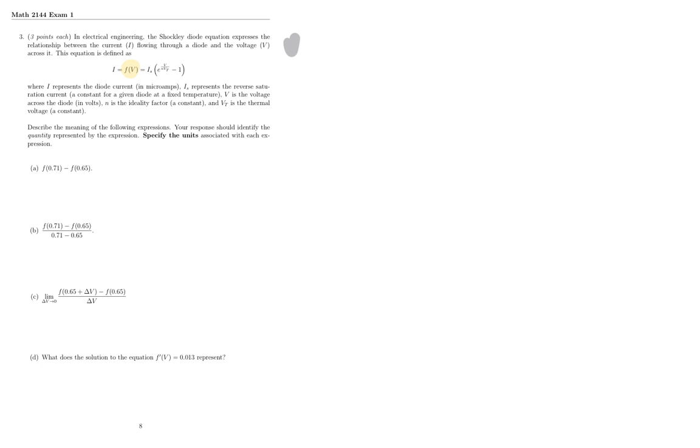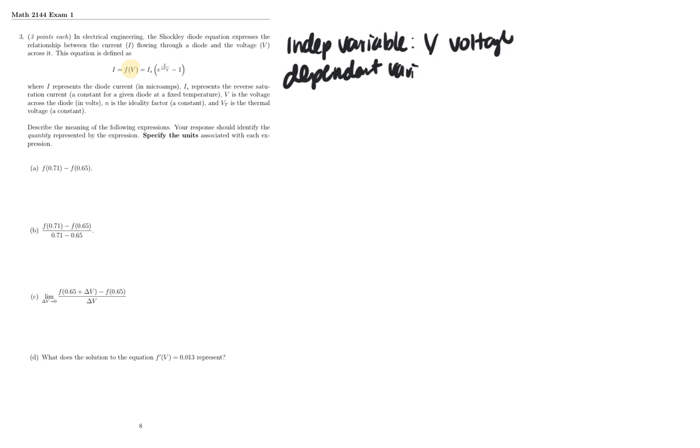So I'll just write the independent variable is V, which is voltage. And the dependent variable is equal to I, and I stands for the diode current. Okay, and so if I did f of 0.71 minus f of 0.65, I know that these inputs here are voltage.